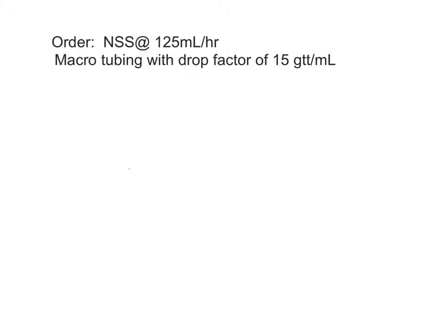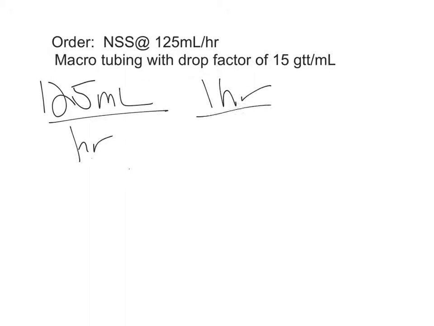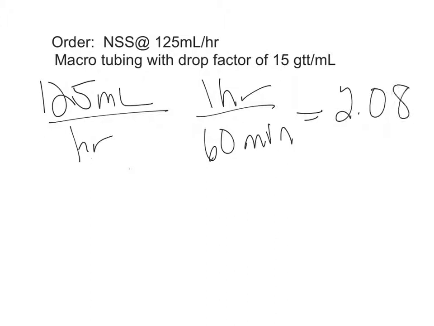We'll do it the long way in ratio proportion. So we have 125 mLs per hour. An hour is 60 minutes. We're going to end up with a rate of mLs per minute of 2.08. Not exactly the most even of numbers, but let's go ahead and plug that in anyway.